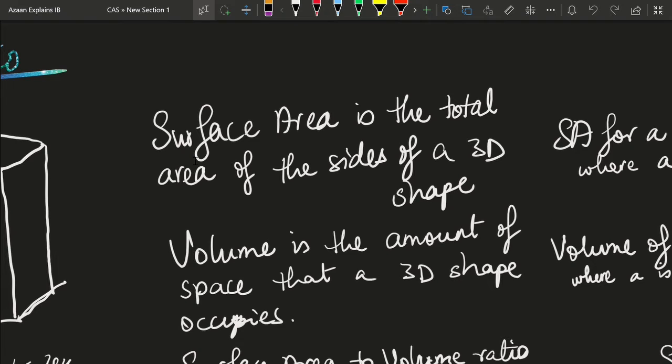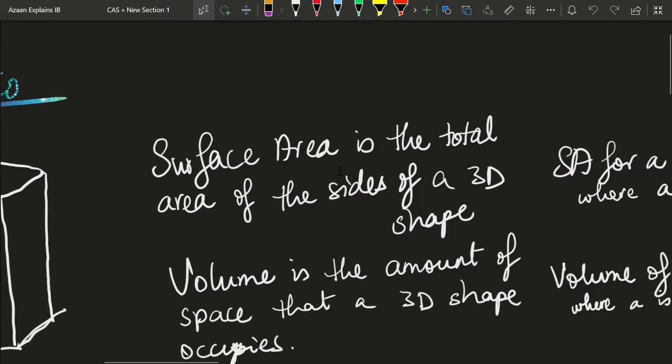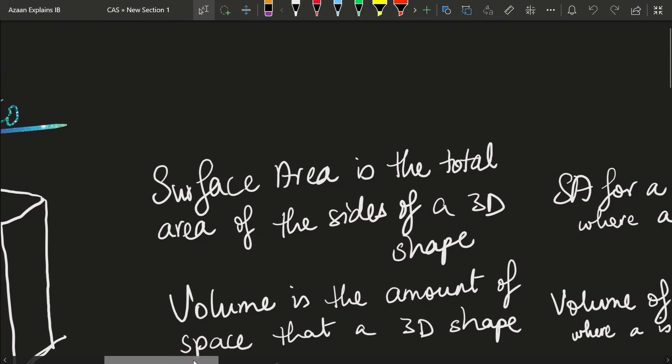Surface area is the total area of all sides of a 3D shape. Normally, surface area to volume ratio questions are always for 3D shapes. Volume is the amount of space that the 3D shape occupies, and you will need to know a little bit of math to be able to answer some of the questions.